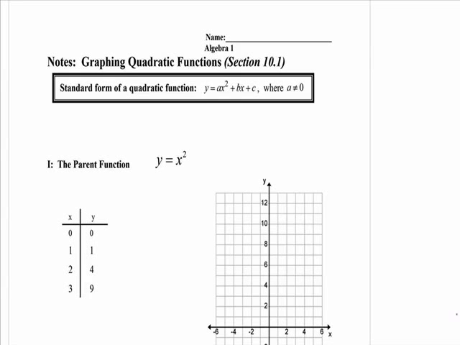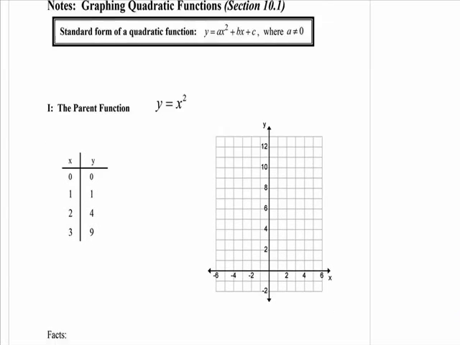At this point, we've been FOILing to get quadratic functions and then factoring to solve quadratic functions. Today we're going to graph a quadratic function. The first thing I like to point out is the standard form of a quadratic function, which is in the box right here. It looks just like the standard form that you've seen before, with coefficients a and b, and the constant c. So now we're going to go ahead and graph it.